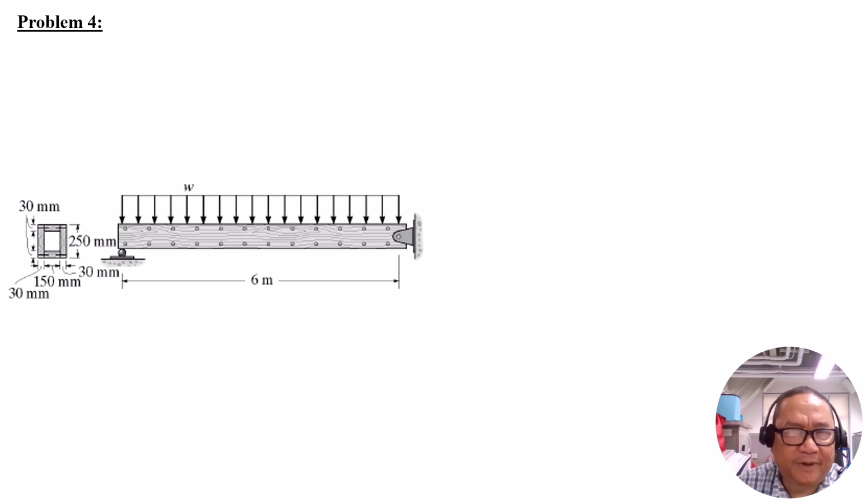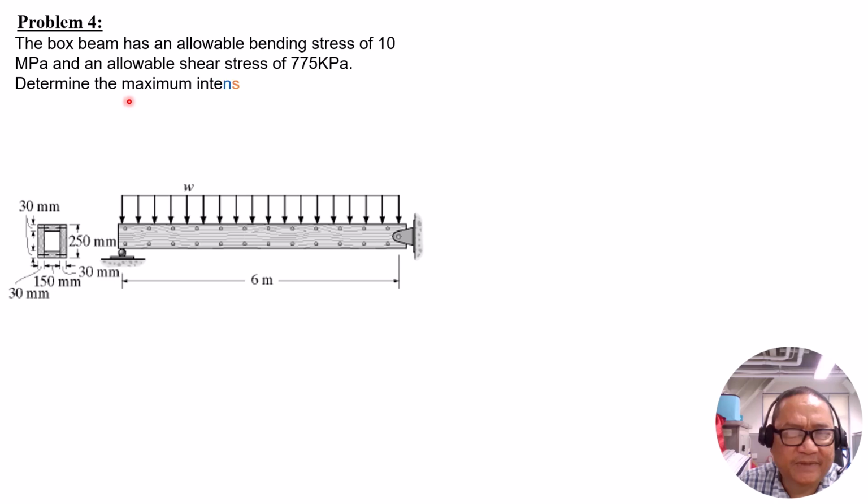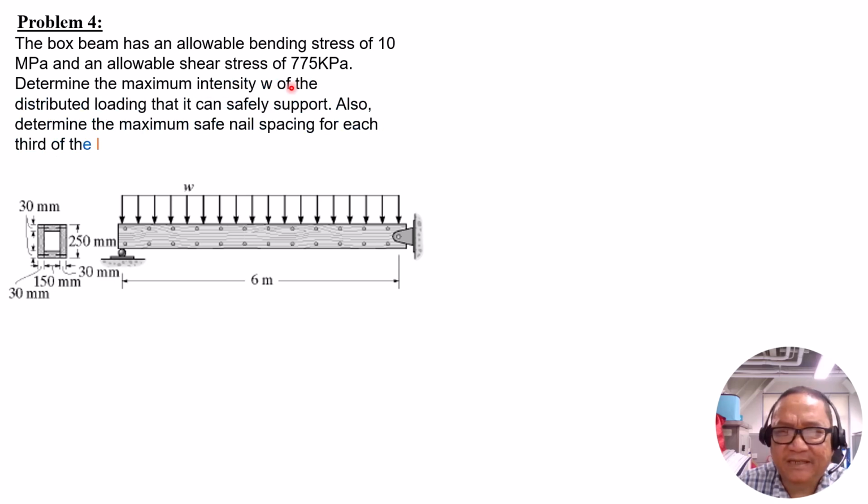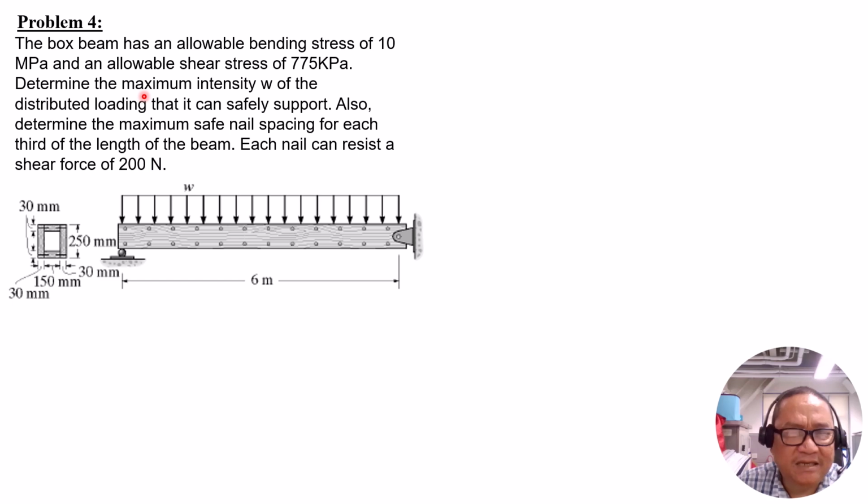For problem 4, the box beam has an allowable bending stress of 10 megapascals and an allowable shear stress of 775 kilopascals. Determine the maximum intensity W of the distributed loading that it can safely support. Also determine the maximum safe nail spacing for each third of the length of the beam. Each nail can resist a shear force of 200 newtons.